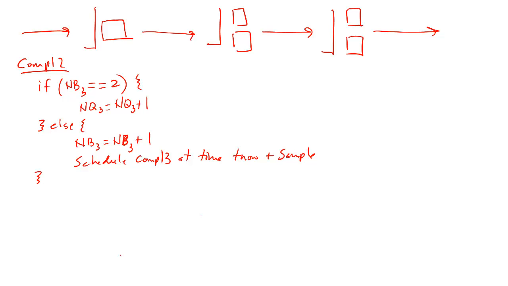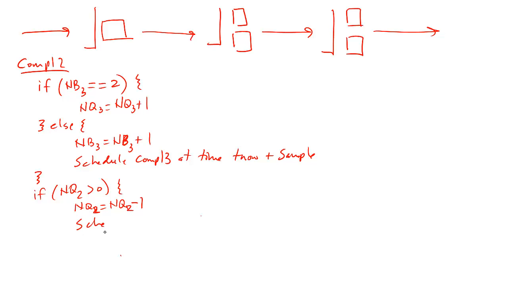And just as we did before, we've processed the entity that's going from the exam to checkout, and now we need to look back in the queue and see if there are entities waiting. So if NQ2 is greater than 0, we're going to pull one of them out. NQ2 equals NQ2 minus 1.